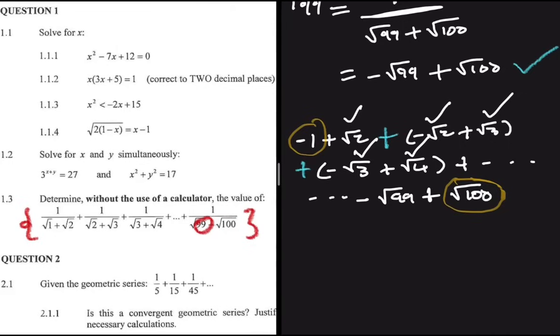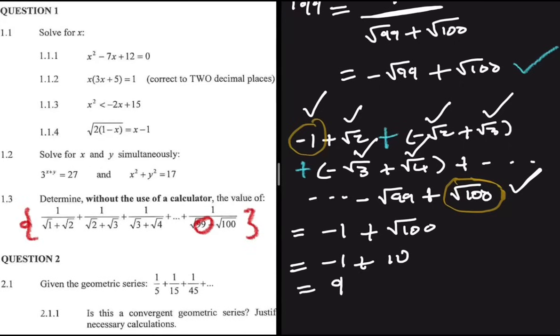The only terms that are going to remain are minus 1 and plus square root of 100, right? There is no plus 1 that is going to cancel out the minus 1. And there is no minus square root of 100 that is going to cancel out plus square root of 100. All these terms will be equal to minus 1 plus square root of 100, right? All the terms in the middle are going to cancel out. And that is just minus 1 plus square root of 100, which is 10, right? So the answer to 1.3 without using a calculator is 9.